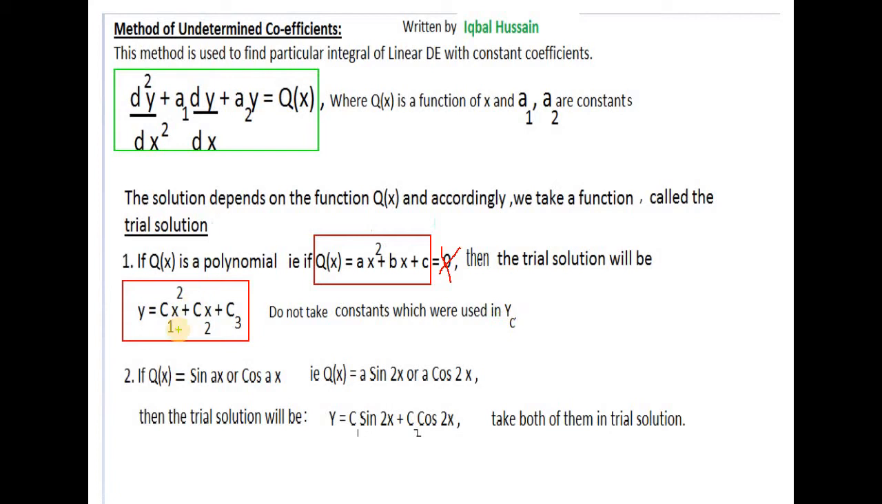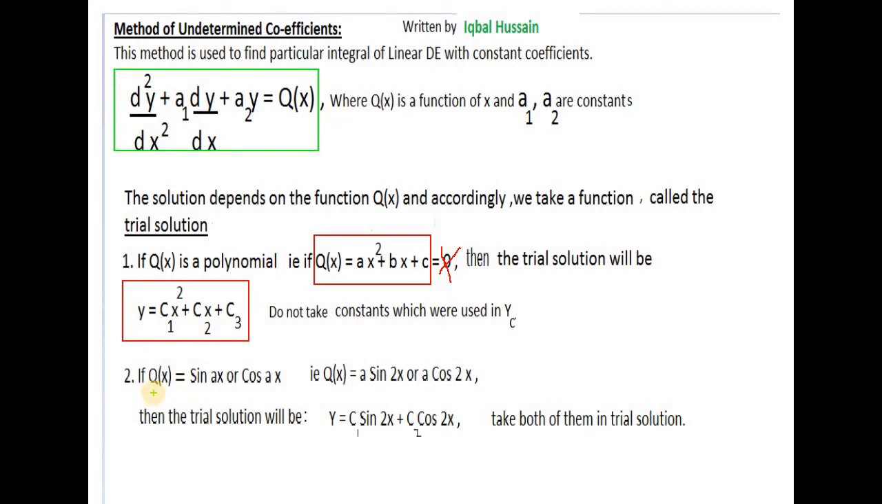So this is one point. In this point, if function q is quadratic, then we have to generalize it, and we will take this function as our trial solution. We will take care of the constants. We will not use those constants which we see in the complementary function. Now we come to the second point.